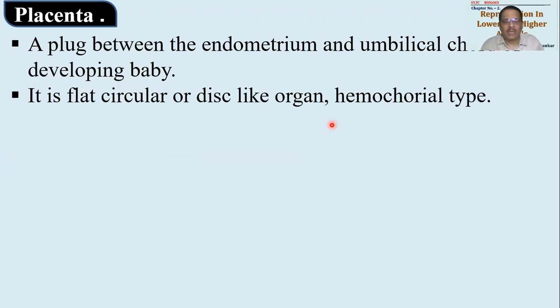When the placenta is completely developed, it is a circular disc-like structure, quite thick, around 4 centimeters thick and 18 to 20 centimeters in diameter.